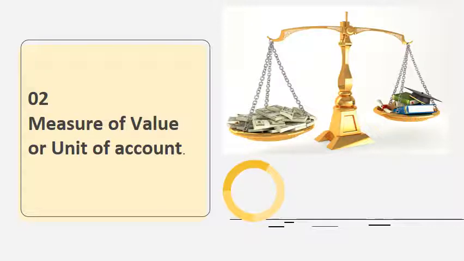Different currencies are used to express the value of a commodity in different countries. For example, rupee is used in India or dollars are used in the USA. Income and expenditure of all kinds, assets and liabilities, and all other trade and commerce related transactions are stated in terms of money as a unit of account.